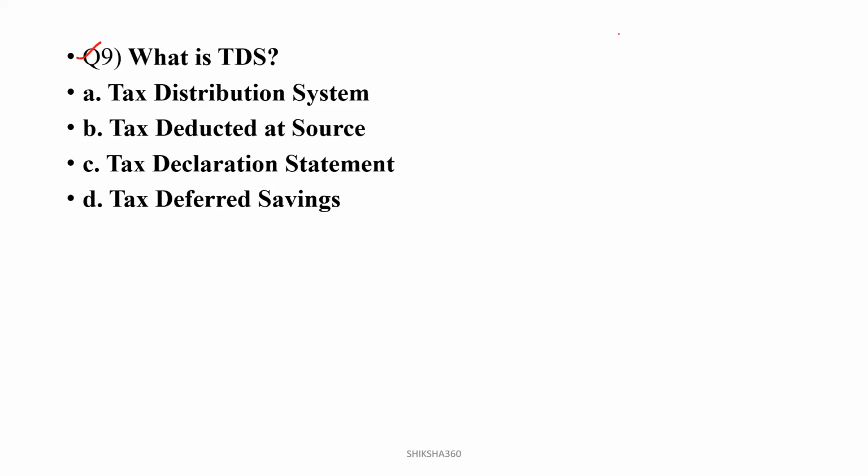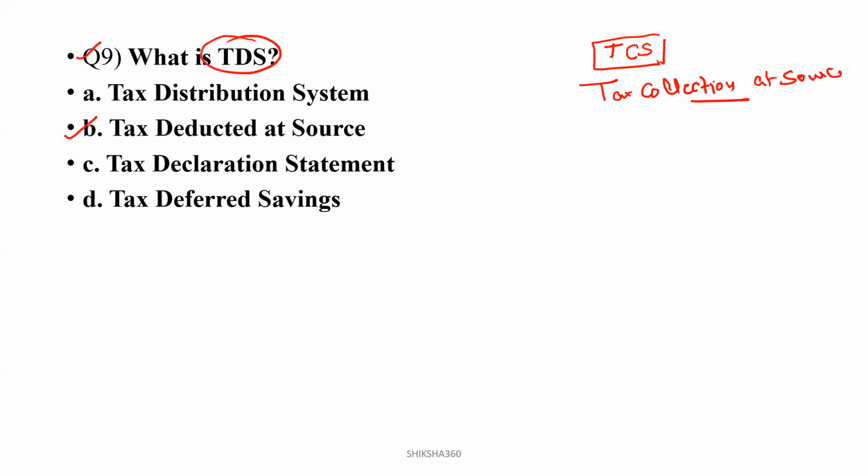What is TDS? Clear? There are two things. One is TDS and one is TCS. TCS, that is tax collection at source. It will be collected by the seller from the buyer. That is TCS. TDS, that is tax deducted at source. Clear?